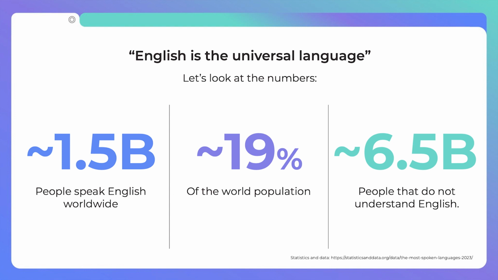We all heard this: English is a universal language. And let's look at some numbers. According to some statistics and studies, there's approximately 1.5 billion people that speak English in the world as of 2023, and that's roughly 19% of the population. So not everyone speaks English.